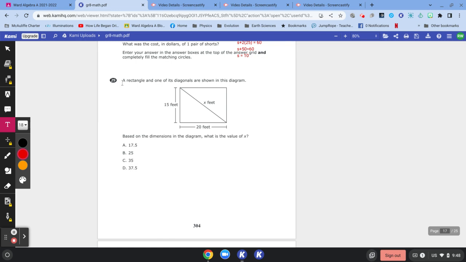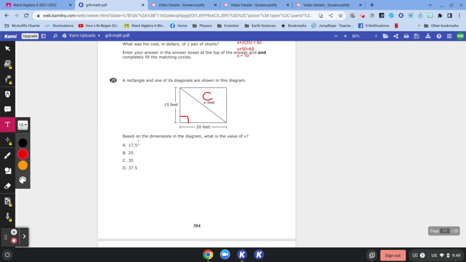So number 29 is a Pythagorean Theorem problem, and we have a rectangle and a diagonal shown in the diagram. So we know the height is 15 and the base is 20, and we make this diagonal, but this makes a right triangle. So let's note that this makes a right triangle, and the side we're trying to find is the hypotenuse. So in the structure of a squared plus b squared equals c squared, the hypotenuse is the c, and we know what a and b are. So what is the value of x?